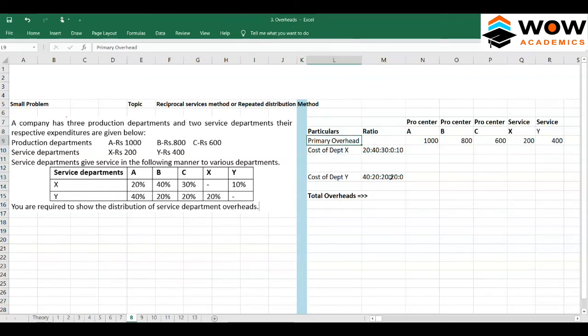First we have to cancel out department X, then we have to do it for Y. So we'll start from X. As we start from X, we will put a 200 minus there. So 200 has to be split in this ratio: 20 is to 40 is to 30 is to 10. When you add, it comes to 60, 90, 100. So for A, it would be 40. For B, it would be 80. For C, it would be 60. And for Y, it would be 20.